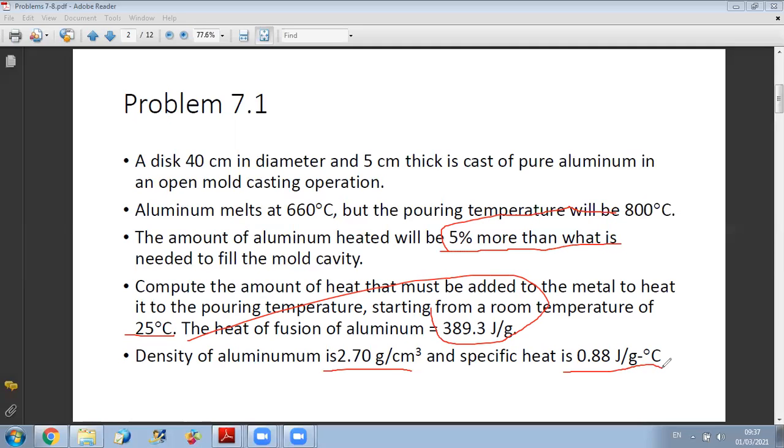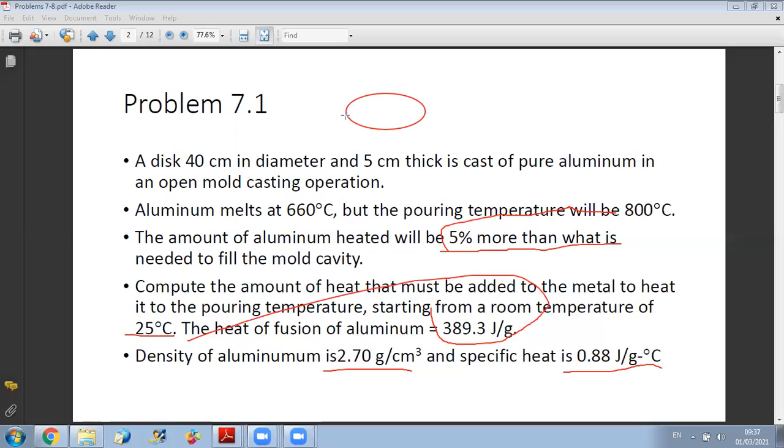So here, first we are in a problem of heat transfer calculation. So here we have an open mold. You know that the open mold is the easiest type of mold. We don't need to have a cup and drag. We don't need to open the mold. So it is in general used for simple geometries. So here our purpose is to design a disk. So the geometry here is simple. This is why we can just use an open mold.